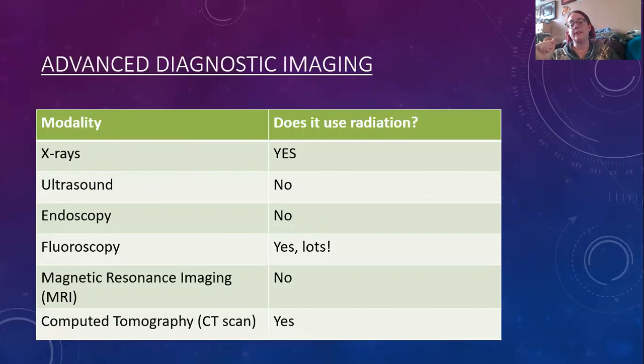MRI, magnetic resonance imaging, no, we're going to use magnets. So we need to make sure that we do not have anything metallic in the room, otherwise it can rush towards the machine. Computed tomography, CAT scan, yes, we do use radiation in this case, but it is a very short procedure, still not something you should be in the room for.